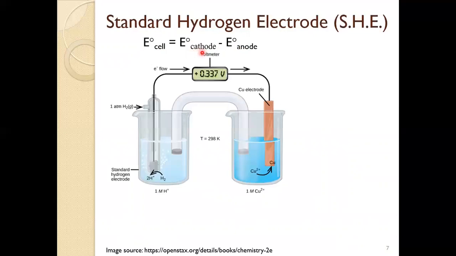So if we want to determine what these relative reduction potentials are, what the actual reduction potentials are, in other words, for example, this number. What we actually measure, though, is E cell. And that's the only thing we can measure.